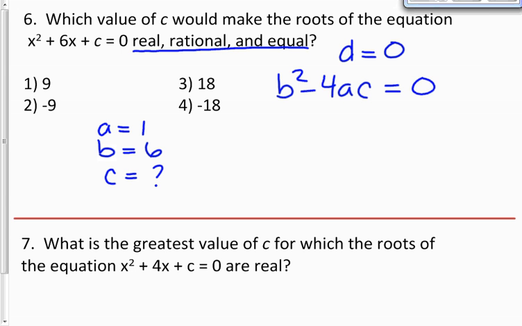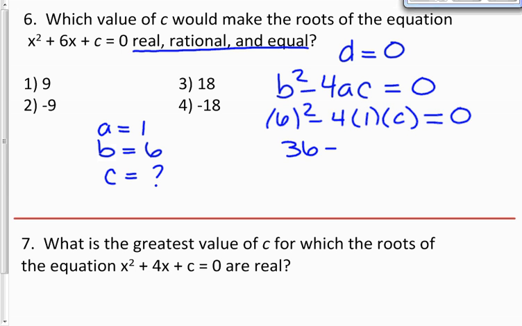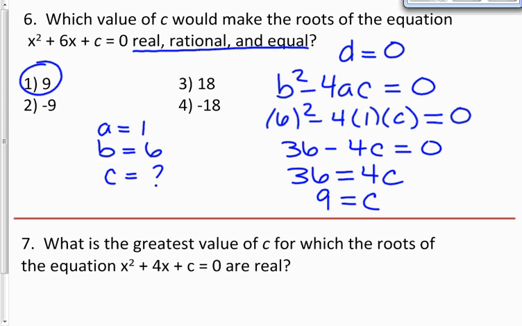So let's plug in what we know. 6 squared minus 4 times 1 times c should be equal to 0. So we get 36 minus 4c is equal to 0. If I add over that 4c, I get 36 is equal to 4c. If you divide by 4, you get a c value of 9. So in this case, if that constant value is equal to 9, that's going to make our roots real, rational, and equal.